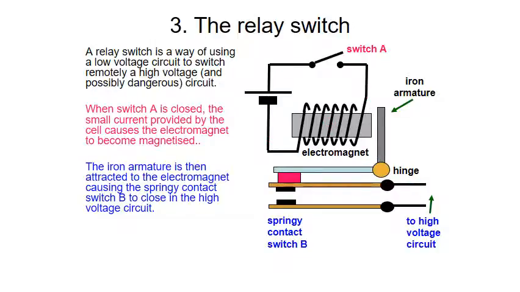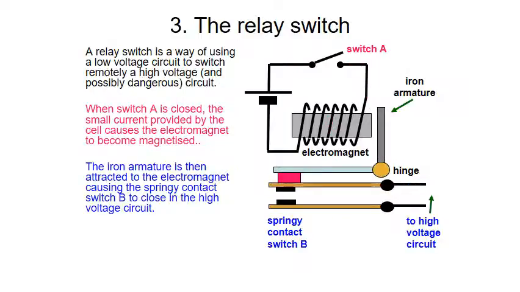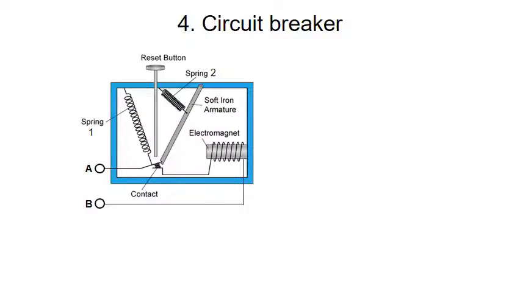So again, the high voltage circuit begins to go. This induces the opening up of switch A, and again the same thing happens. Not until switch A is turned on do we have the ability of the relay switch to actually function.